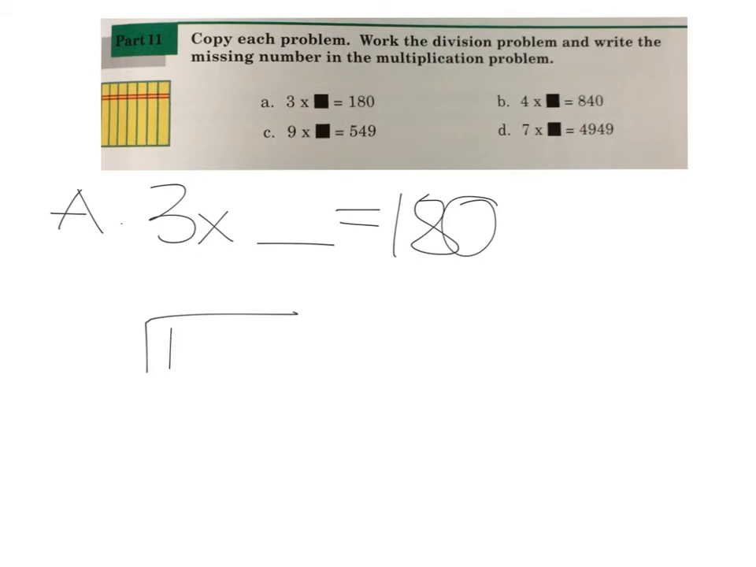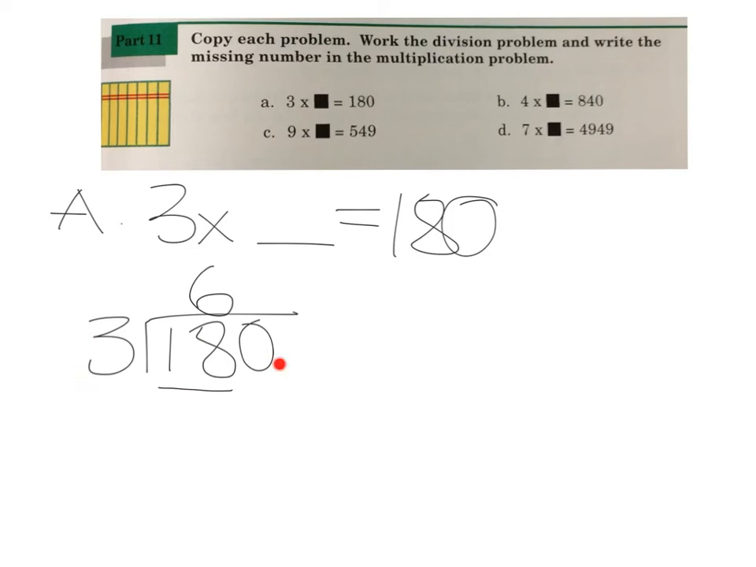So I'm going to put that in there, 180 divided by 3. And what I'm going to work on here is, can 3 go into 1? 3 cannot go into 1. It's not big enough. So that means I'm going to have to put 3 into 18. I know 3 can go into 18 6 times. What it's showing me is that 3 times 6 will get me 18.